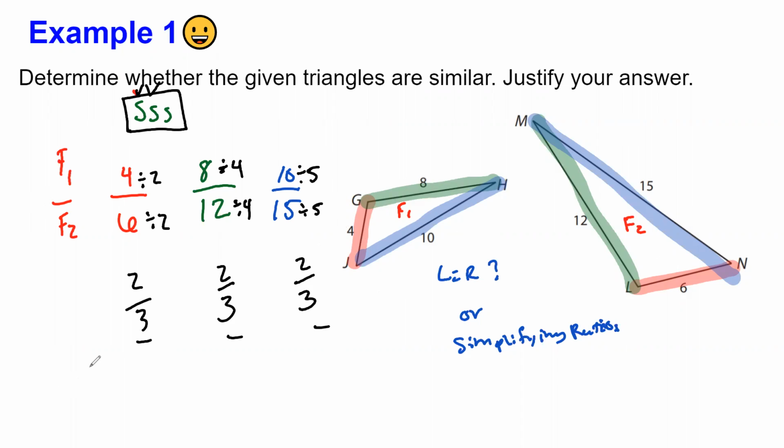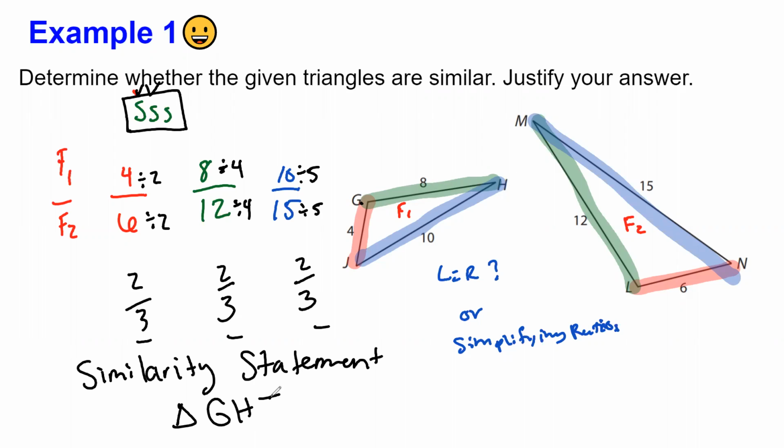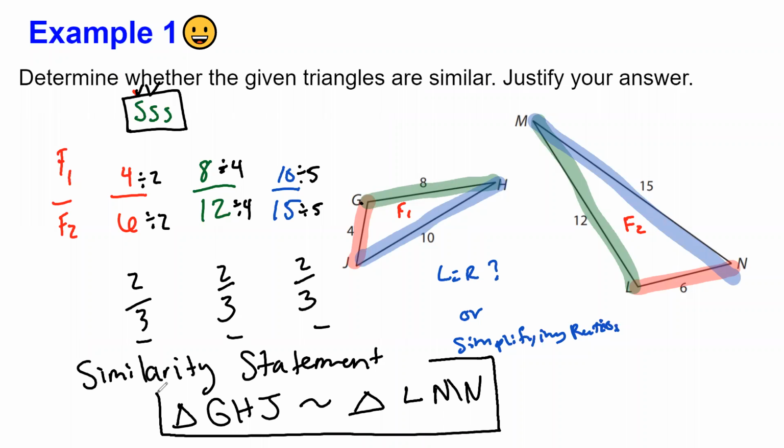Now we can go ahead and state our similarity statement. Okay, let me go ahead and start with triangle GHJ. GHJ is similar to triangle. G is corresponding to? Is it MLN? Which one? L in this case. H is corresponding to? M, and J is corresponding to? N in this case. So here's our correct similarity statement.